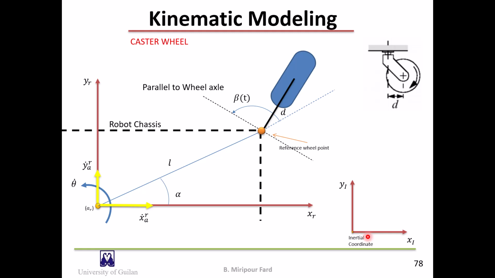In the steered standard wheel, the steering action does not by itself cause a movement of the robot chassis. But in a caster wheel, the steering action itself moves the robot chassis because of the offset between the ground contact point and the vertical axis of rotation.